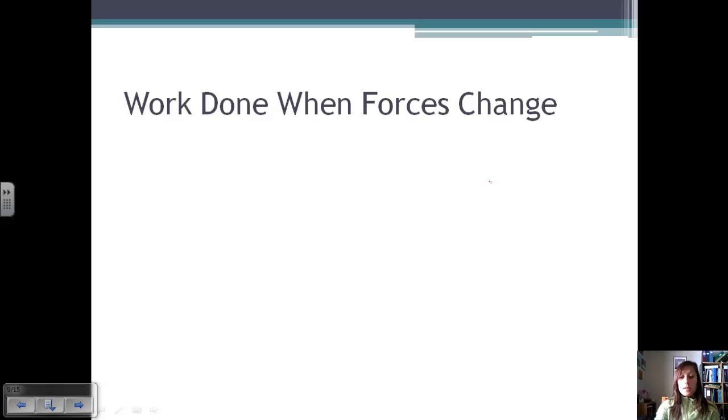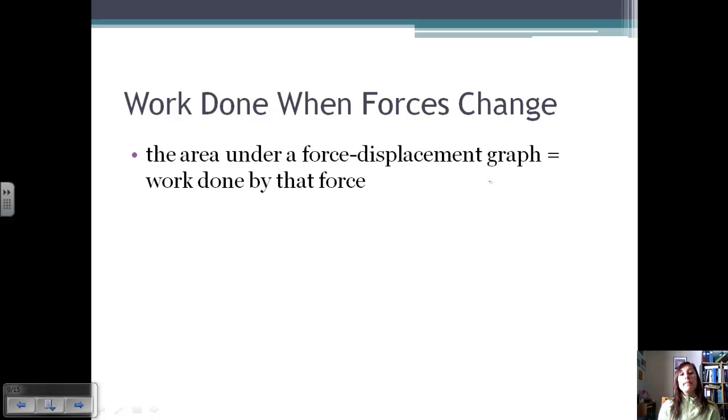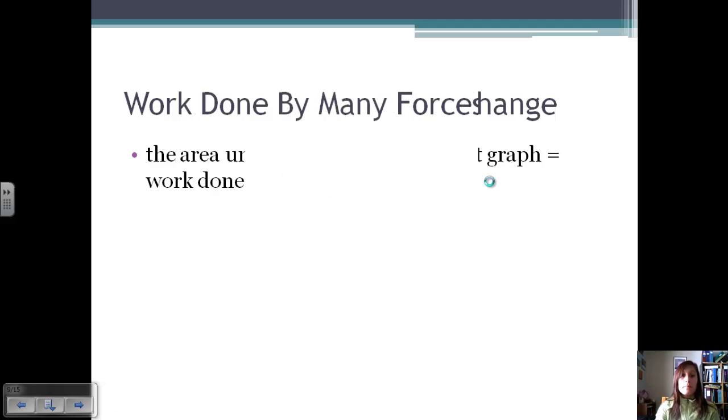Alright, well, what about when we have forces that change? Well, in this case, we could take the area under a force displacement graph to get the work, and that would be the work done by that force. And so just like when we talked about impulse, taking the area under a force time graph, because work is force times displacement, this would be the same thing for a force that changes over time.